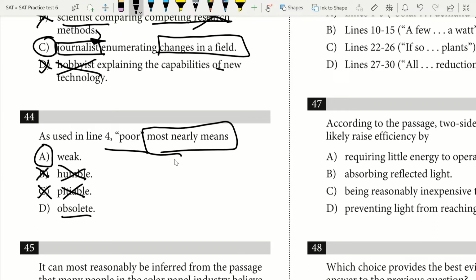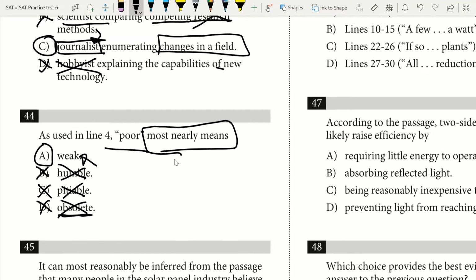No, it's not obsolete because there is still some demand. It's just weak demand. Okay, it's a weak market, not obsolete, because the market's still there. It's just weak. All right, 45.